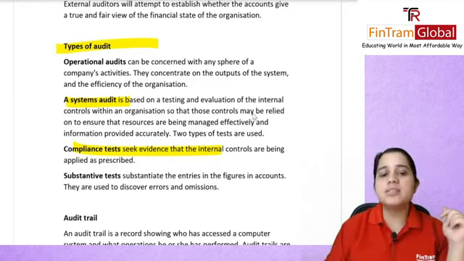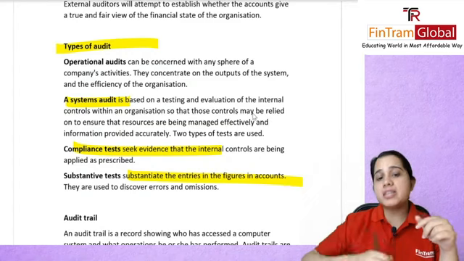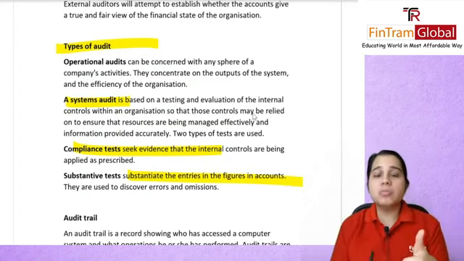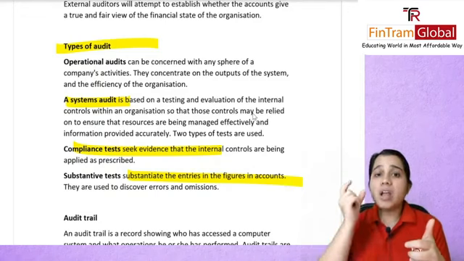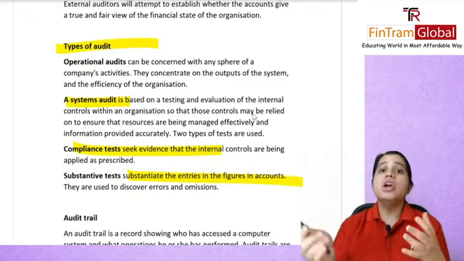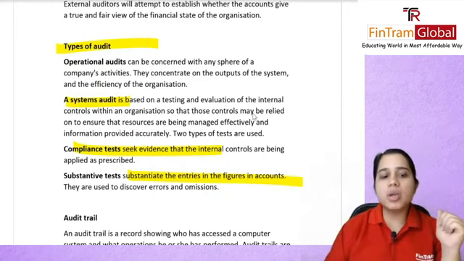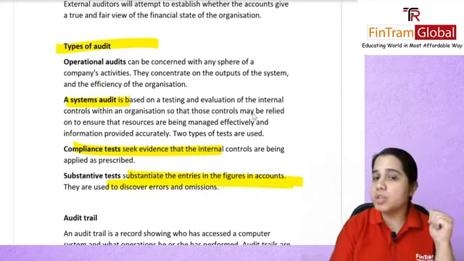And your substantive test is where you substantiate the entries and figures in the accounts. So whatever value is coming, let's say for cash if I say $100 million, then you'll see, is this 100 million actually correct? Do I have the evidence for that? That is your substantive testing. Basically here you can discover any error or omission.